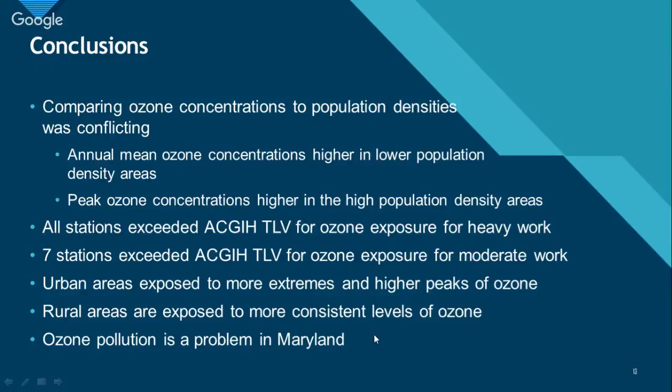But one thing that was important to note is that all stations exceeded the ACGIH TLV ozone exposure limit for heavy work, and there were 7 stations that exceeded that limit for moderate work. So in conclusion, the urban areas are exposed to more extremes and higher peaks of ozone concentration, but the rural areas are exposed to more consistent levels. It's kind of unknown which is worse for the respiratory system, whether constant, more consistent exposure or the higher peaks.